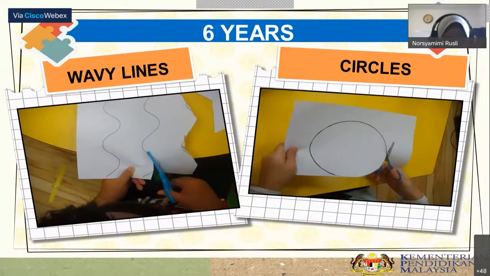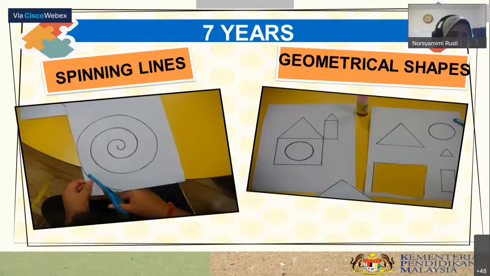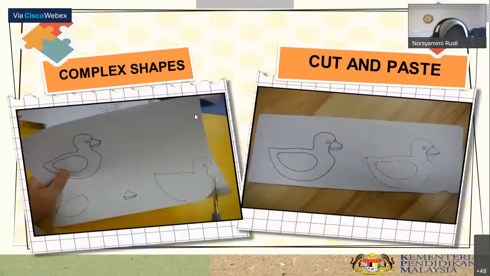And then 7 years and above. It is expected the child is able to cut spinning lines. And then if the child passes the spinning line, he's able to do the geometrical shapes. Cut and paste activity. Cut simple pictures. 7 years and above, complex shapes and do the cutting and pasting activities.